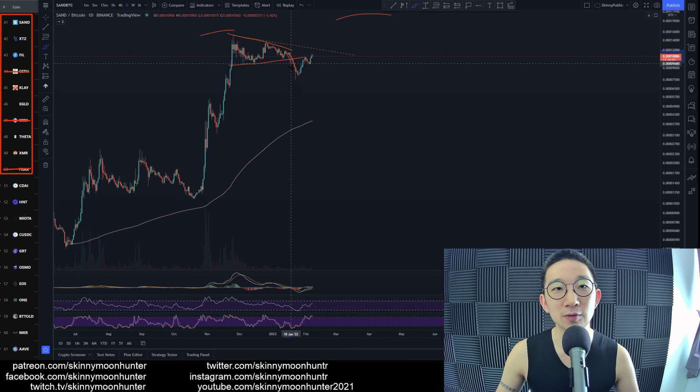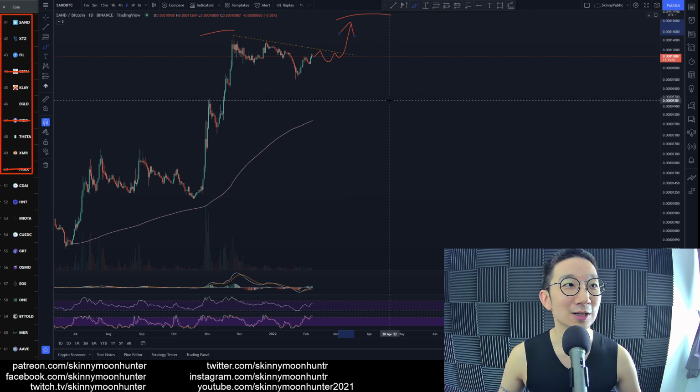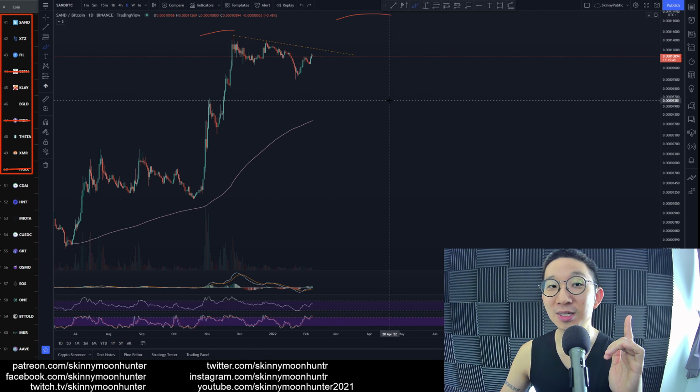And it feels to me like we're already completing the head. And we get a right shoulder. That's it. We rise higher for Sandbox against BTC. We will derive the targets when the time comes.